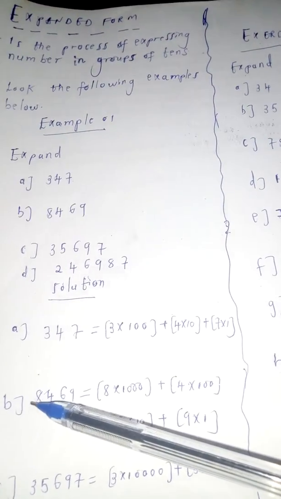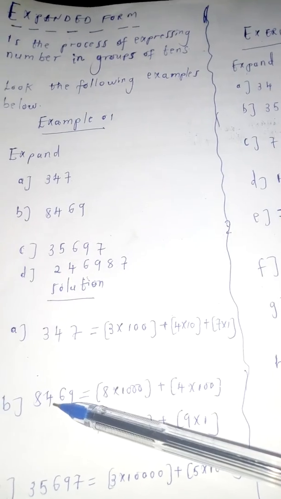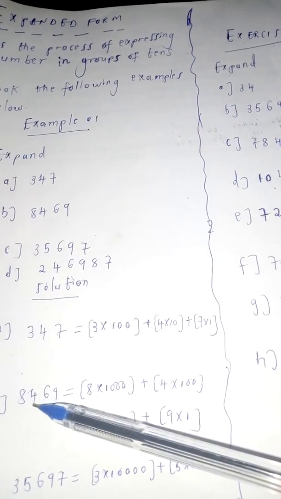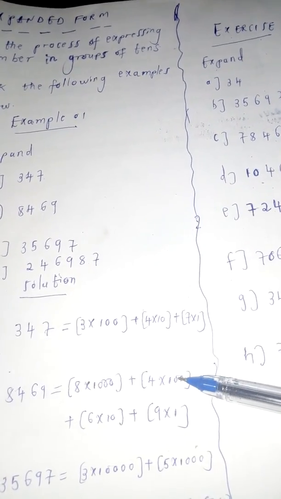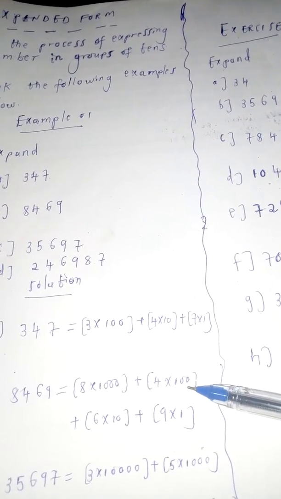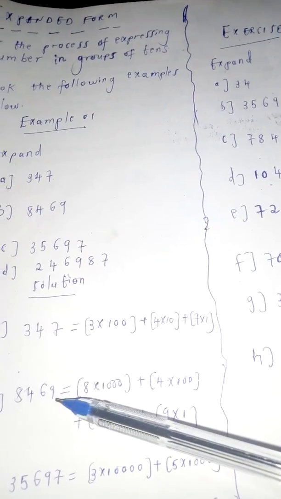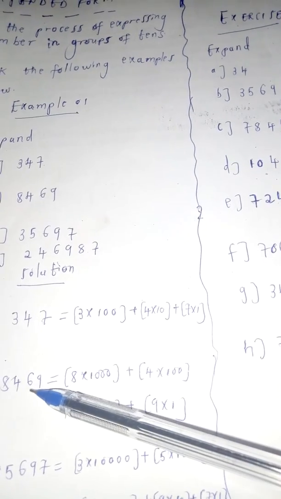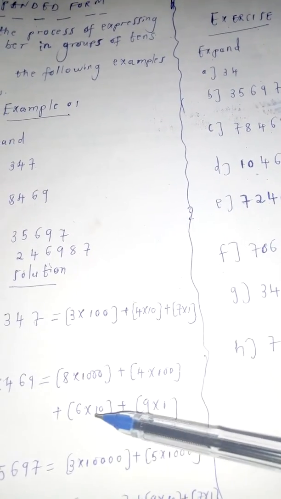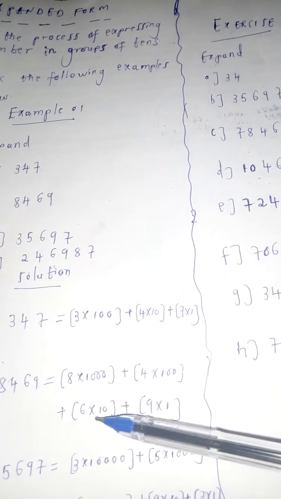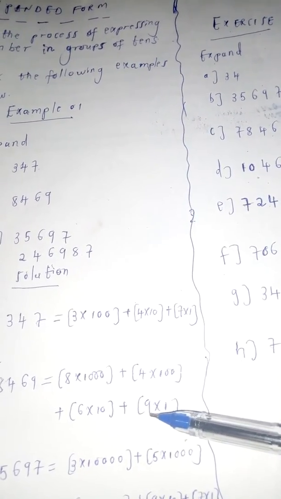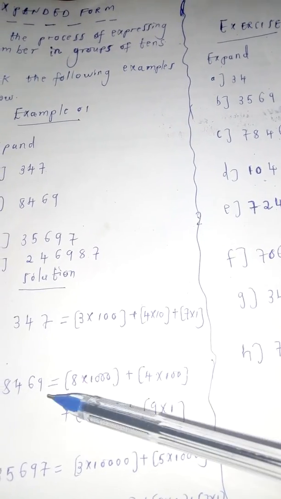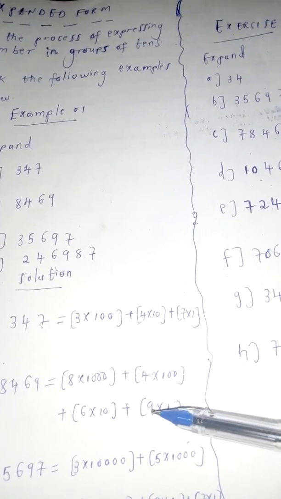This is 80,000. This is what? 400. So you ask yourself how we obtain 400. 400, you take 4 times what? 100. 4 times 100. And this is 60. You ask yourself again how we obtain 60. 60 we obtain by taking 6 times 10. Then what about this one? 9 times 1. How do we obtain 9? 9 times 1.